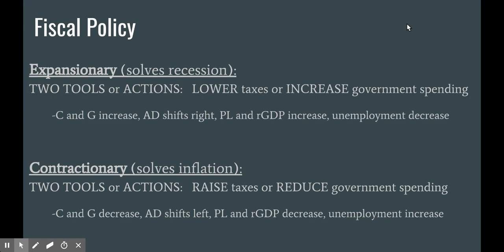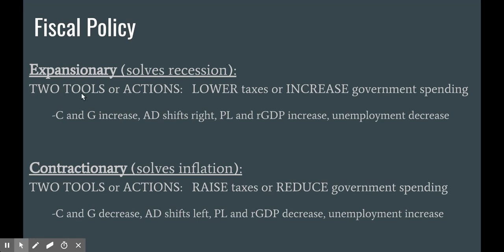Pause this if you need to and take a look at sort of the chain reaction for expansionary fiscal policy and contractionary fiscal policy. Expansionary would solve a recession or when we are below full employment. This is overwhelmingly the most common scenario on AP test, multiple choice questions, and FRQ. Almost always FRQs have you use some expansionary tool instead of a contractionary tool. Multiple choice, there's a bit more of a mix, but again, I would say give a slight edge to expansionary.